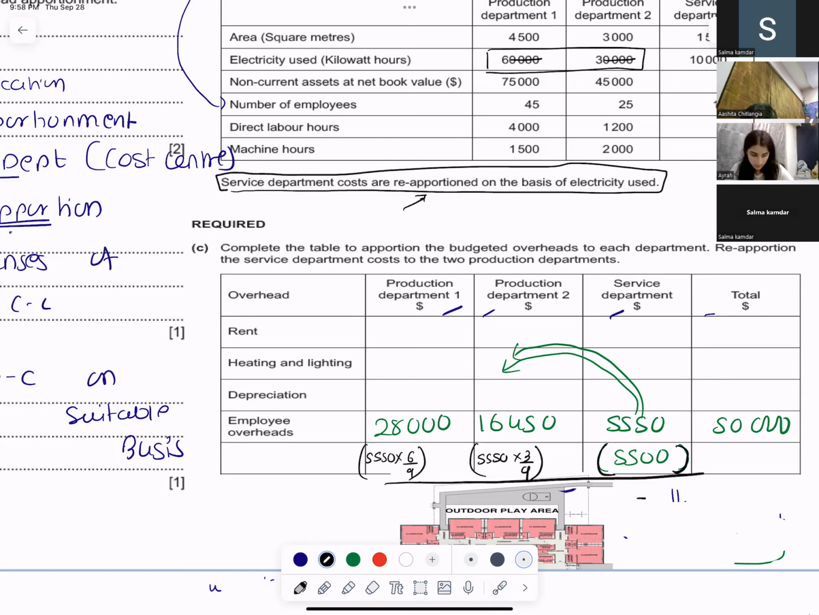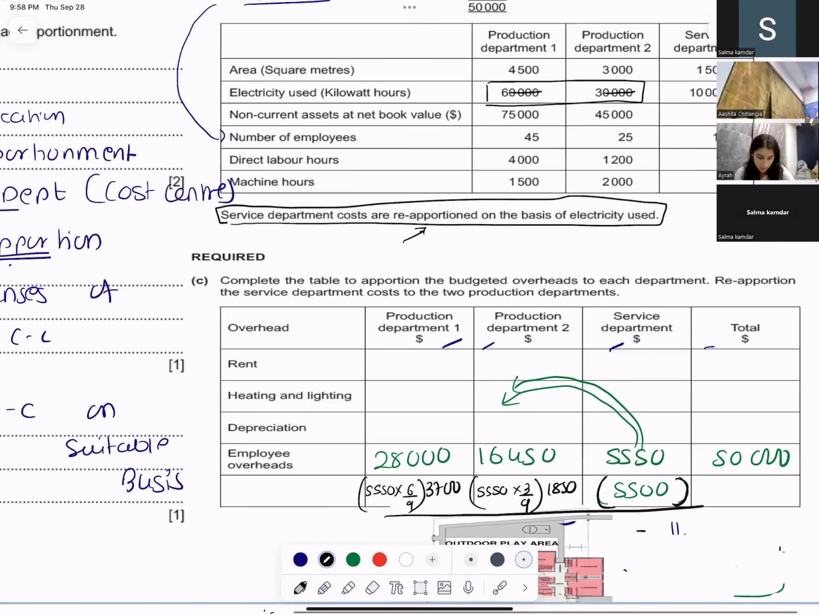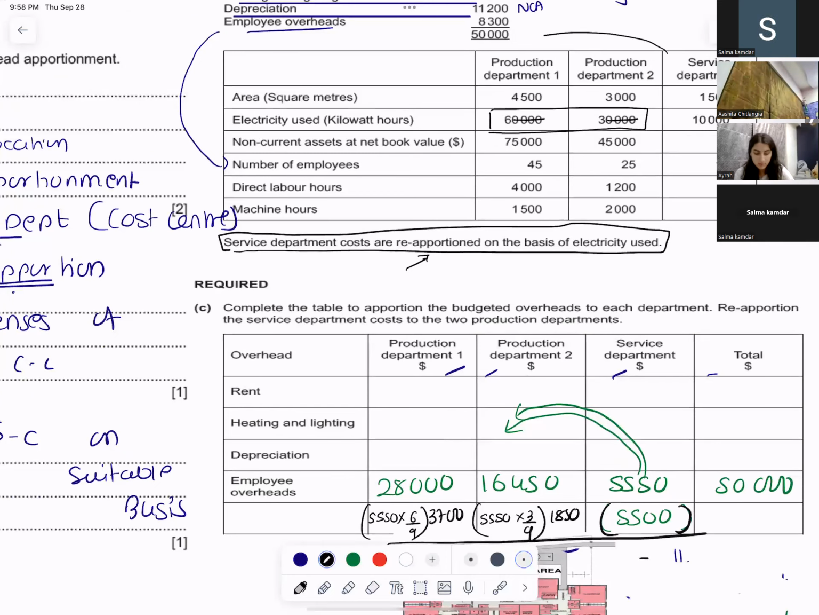3,700 for the first, and the next one... Miss, why didn't you take the third one also? The service third one, 1850. Because I am going to reapportion only between these two. You only have to do it in both the production methods. Okay.